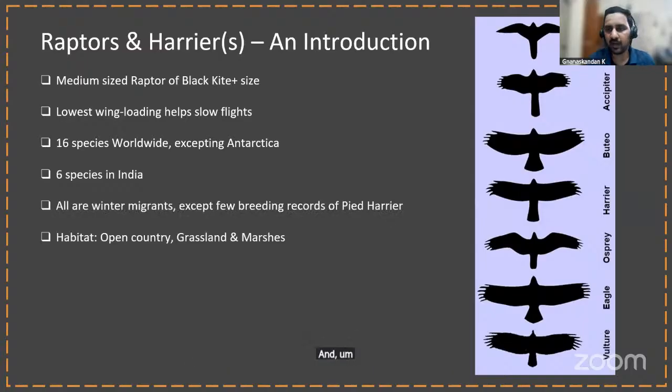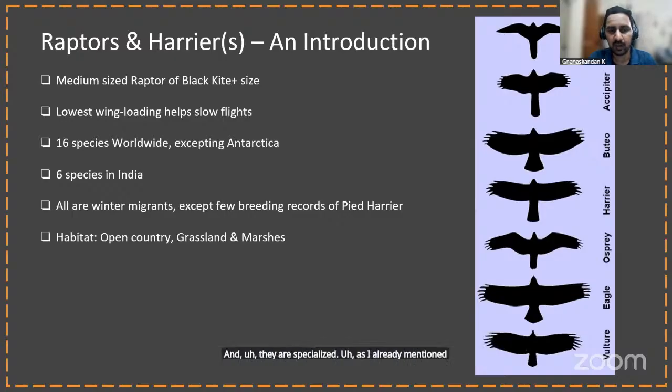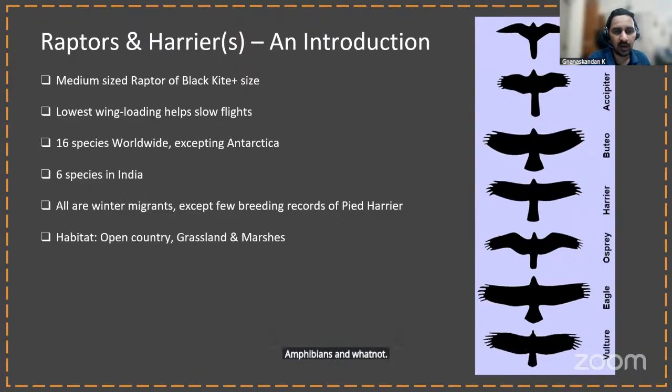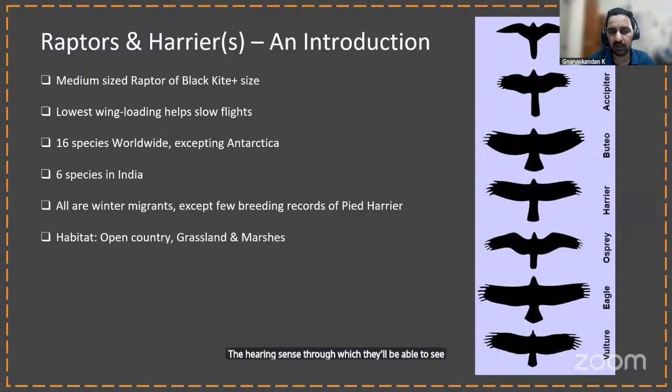And habitat, they prefer open country, grassland, marshes, and reed beds, and they are specialized hunters, as I already mentioned, wherein they hunt birds, reptiles, and some species like Marsh Harrier hunt fish also, and all the amphibians and whatnot. And since the prey base is hidden right under the grass and marshes, I think that's the adaptation of the best acoustics that they have, the hearing sense through which they'll be able to tell what is happening under the ground, and they'll be able to hunt successfully.